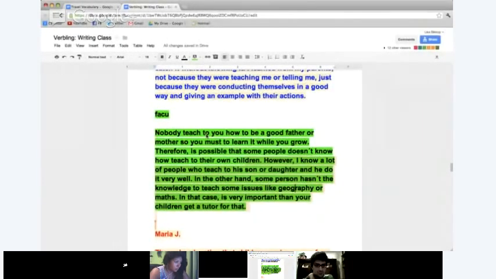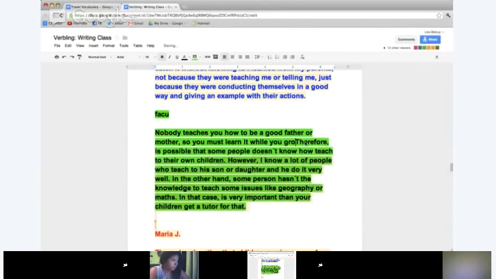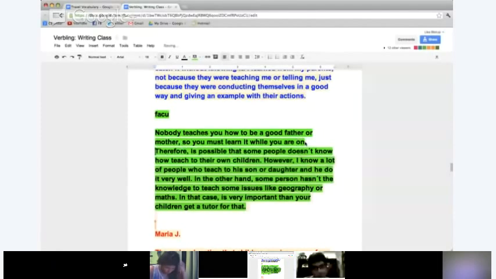So here we go. Nobody teaches you how to be a good father or mother, comma, so you must learn it. Would you say on the job? Or what did you mean? While you're growing up. I think you want to say you must learn it while you are growing. Getting older. Okay, but do you mean when you already are a parent or before you even become a parent? In the middle of that, at the same time. Okay, so then I would say, nobody teaches you how to be a good father or mother, so you must learn it while you are on the job, is what we say. That means while you're a parent, you're learning how to be a parent.